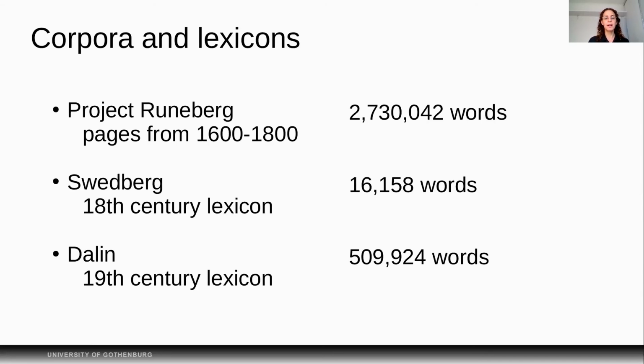The word frequency list is compiled from pages from 1600 and 1800 from the project Runeberg, containing nearly 3 million words. In addition, we have a word list compiled from 2 lexicons, one 18th century and one 19th century, with over 530,000 words.